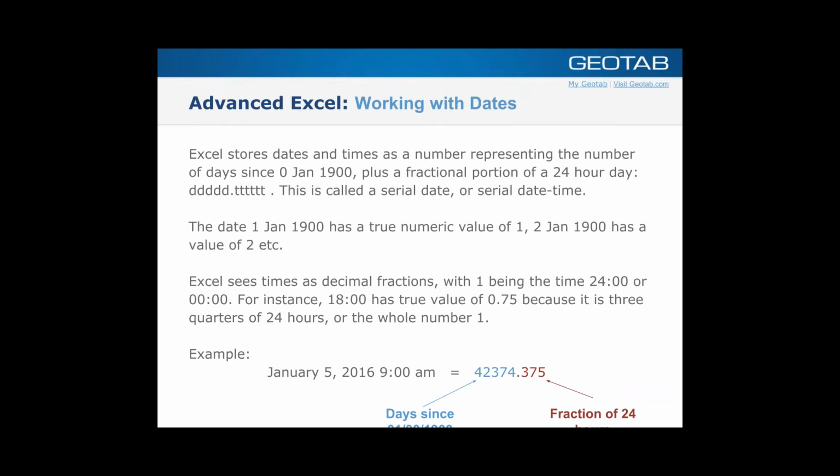I know this may get a little bit confusing, but I just wanted to give you an example. If I'm looking at January 5th, 2016 at 9 a.m., and I convert that to a number in Excel, this is the number that it would result in. In the blue, you can see the number of days since the very first day in Excel, January 0, 1900. And the decimal portion here, 0.375, is 9 a.m., the fraction of 24 hours.